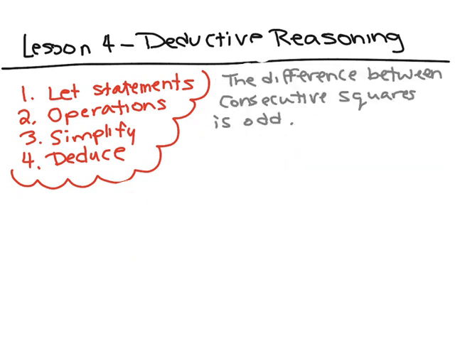So for our next example, the difference between consecutive squares is odd. So we're going to do our let statement first. So let's let x equal our first number. And we want consecutive numbers, so x plus 1 is our next number.